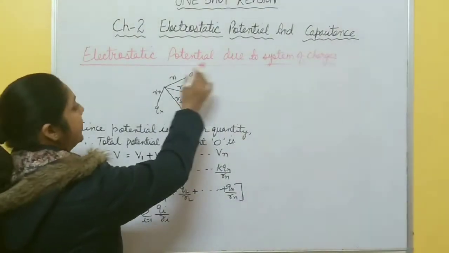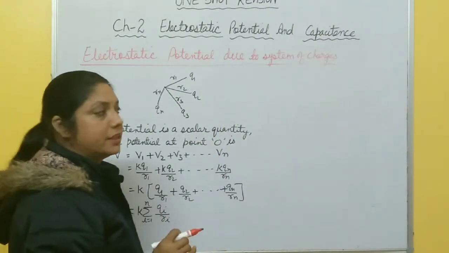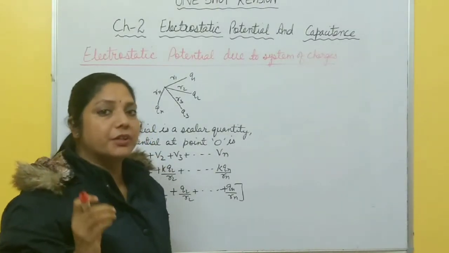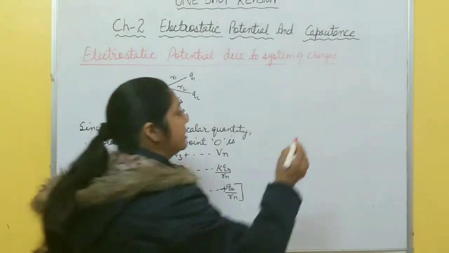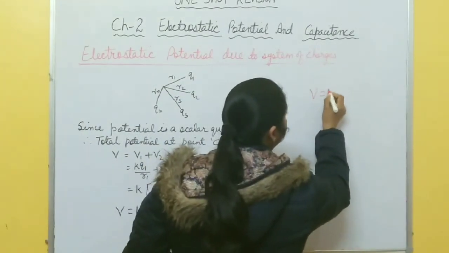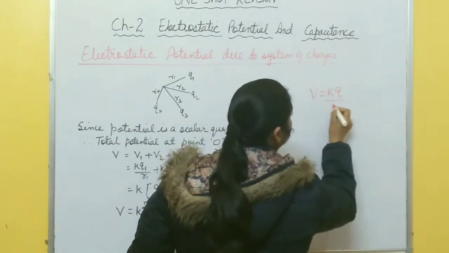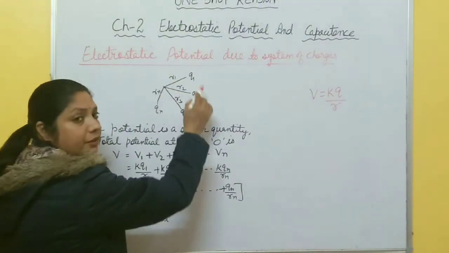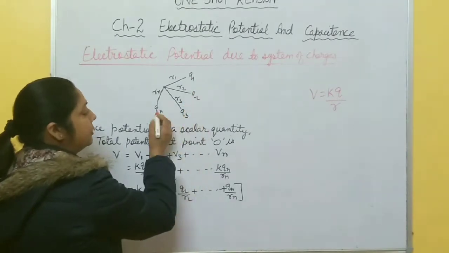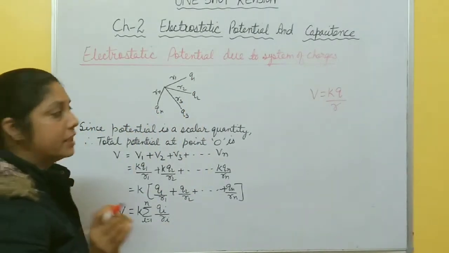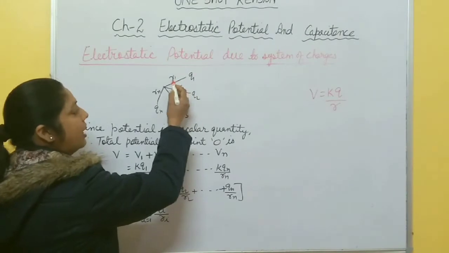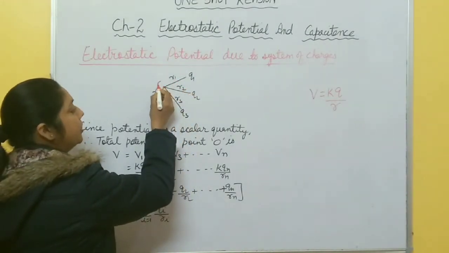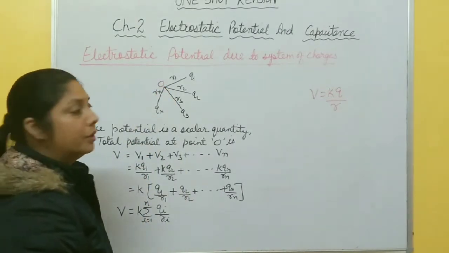Now, electrostatic potential due to a system of charges. We already know the expression for potential due to a single point charge. That potential due to a single point charge is given by kq by r at a distance r. Now here there are a number of charges. Suppose q1, q2, q3, up to qn number of charges and their position vectors are r1, r2, r3, rn. Suppose you have to calculate the total potential at this point O.